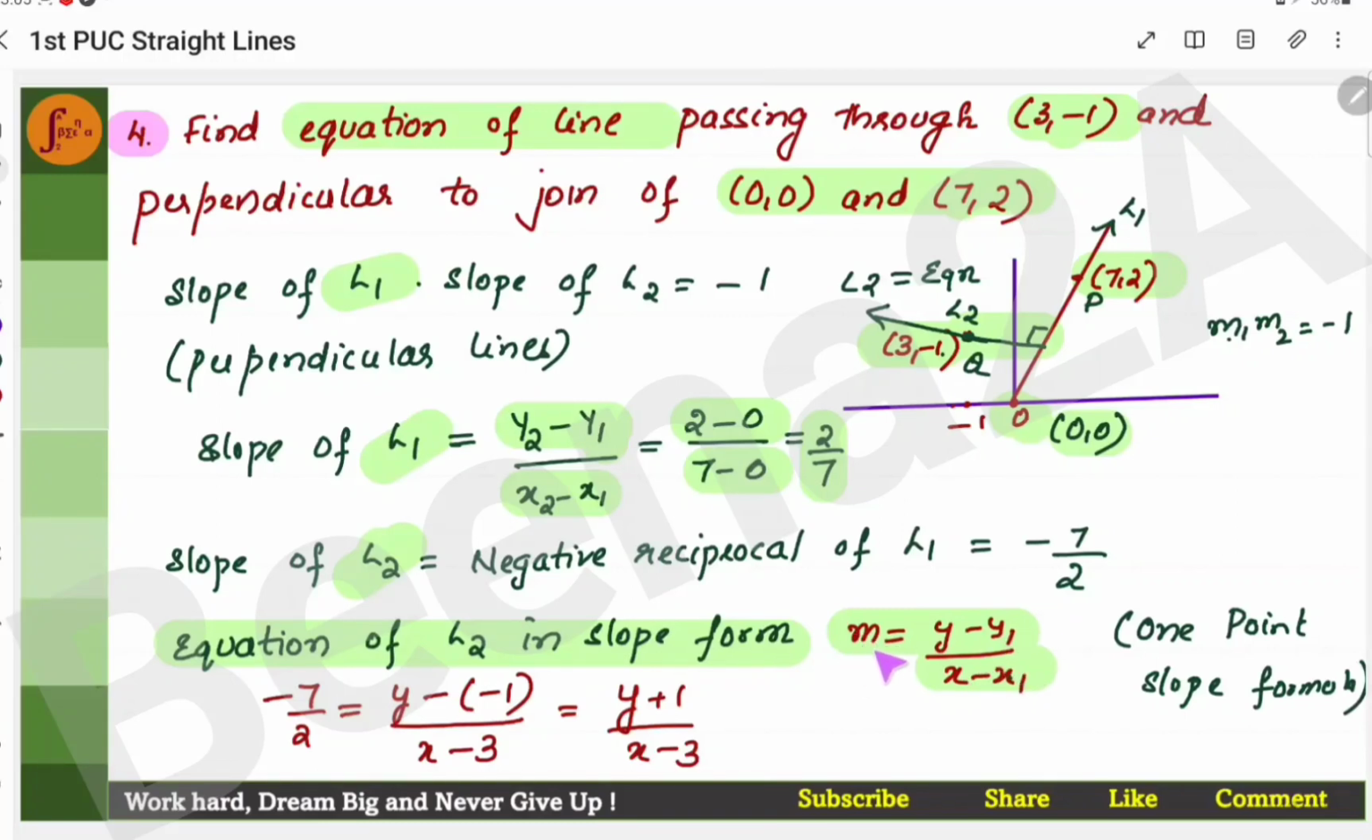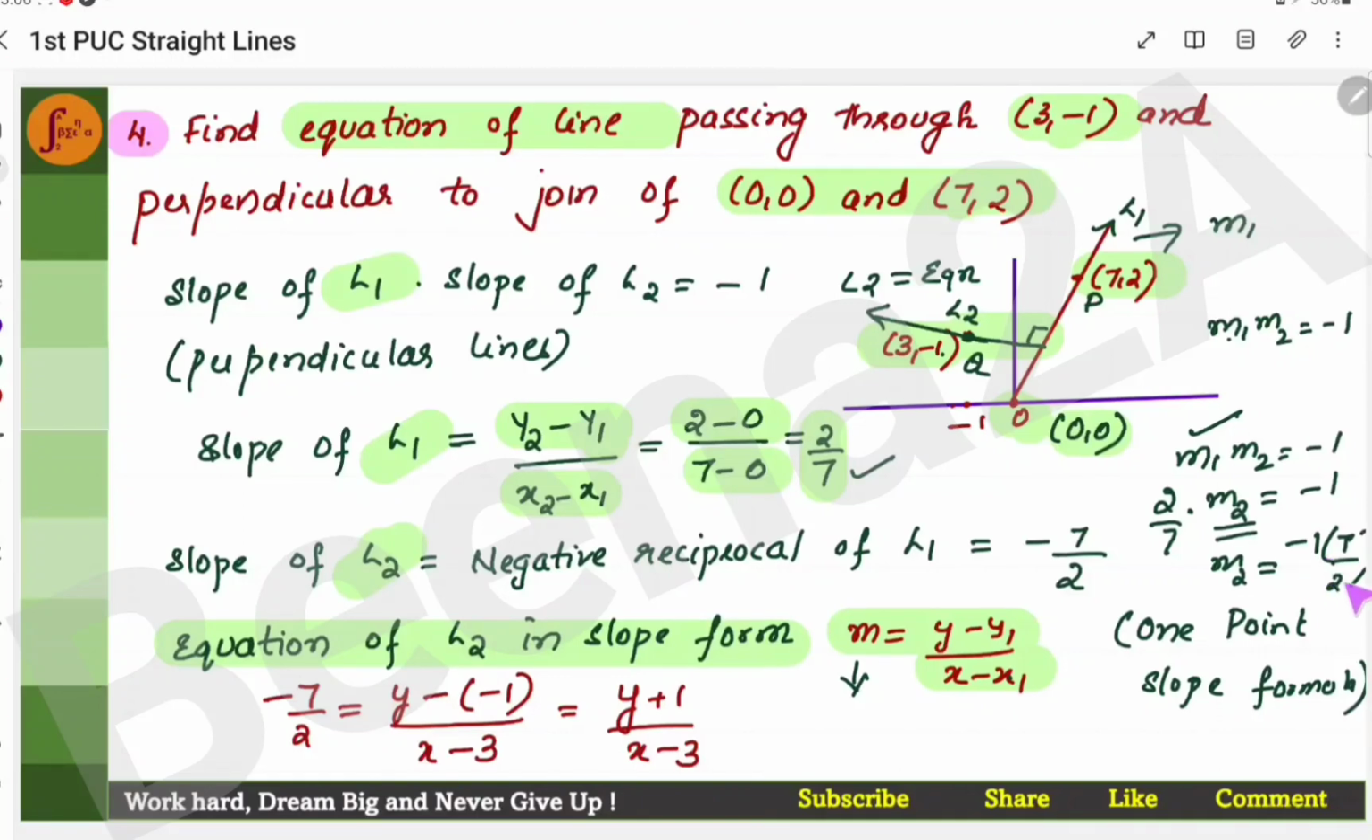But you don't have m. You don't know m, right? That is the reason, to find m of L2, we will have to find slope of L1. If you can find slope of L1, then you can get slope of L2 because we know that m1 into m2 is equal to minus 1. So we'll find slope m1 here. We have found the slope m1. Now easily you can find m2, right? Slope of m1 is 2 by 7, into m2 is equal to minus 1. So what is m2? m2 will be, shift this here, so it will be minus 1 into 7 by 2, which is minus 7 by 2.